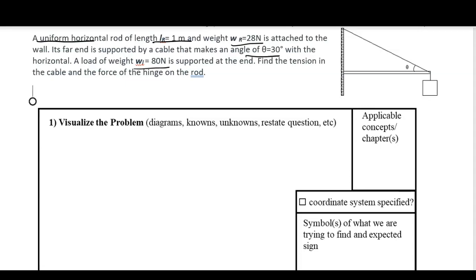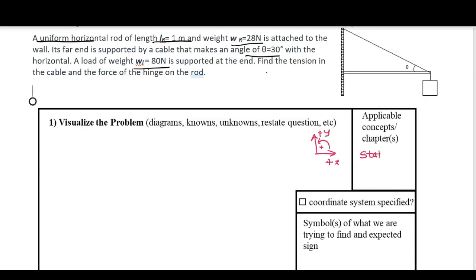end is supported by a cable, and a load of weight 80 newtons is supported at the end of the rod. We are asked to find the tension in the cable and the force of the hinge on the rod. So let's start by visualizing the problem. I'm going to take right as positive x, up as positive y, and counterclockwise rotation as positive.